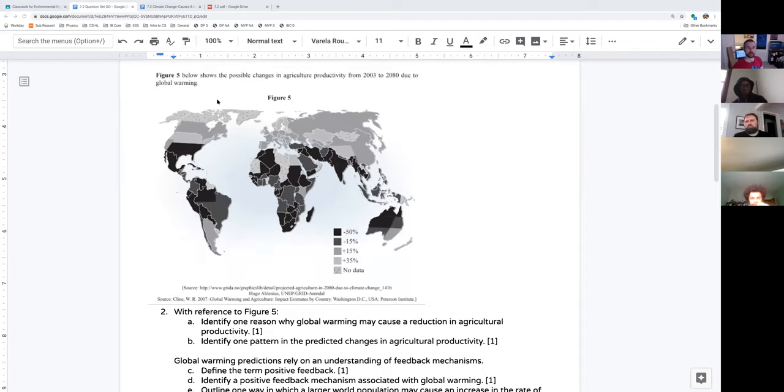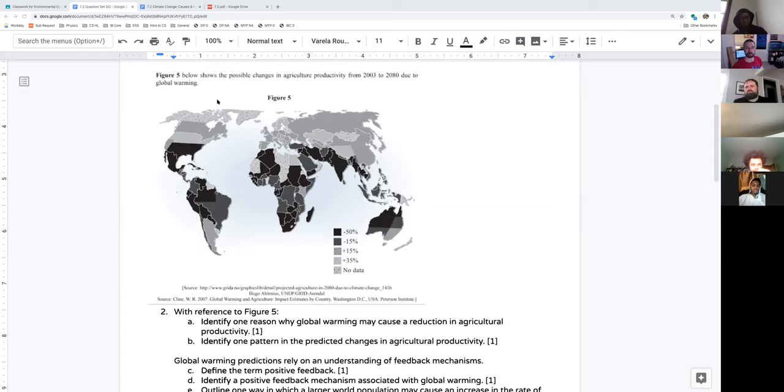So what are our clues about what figure five is trying to tell us? It's showing the possible changes in agriculture productivity from 2003 to 2080. Excellent. Reading the top there. Perfect. What is agriculture productivity? How fertile the land is. Yeah. How well you can grow stuff in that area. Yeah, beautiful. How well you can grow stuff in that area.